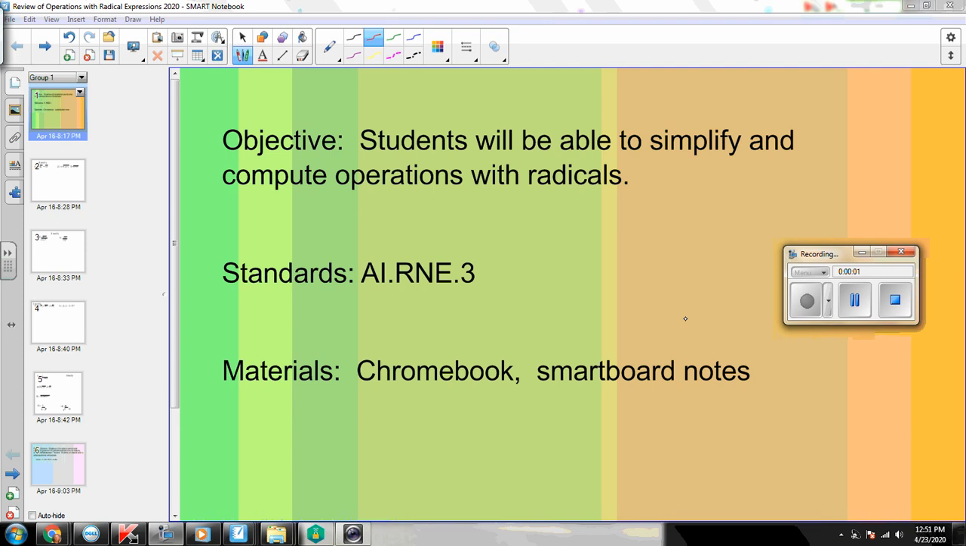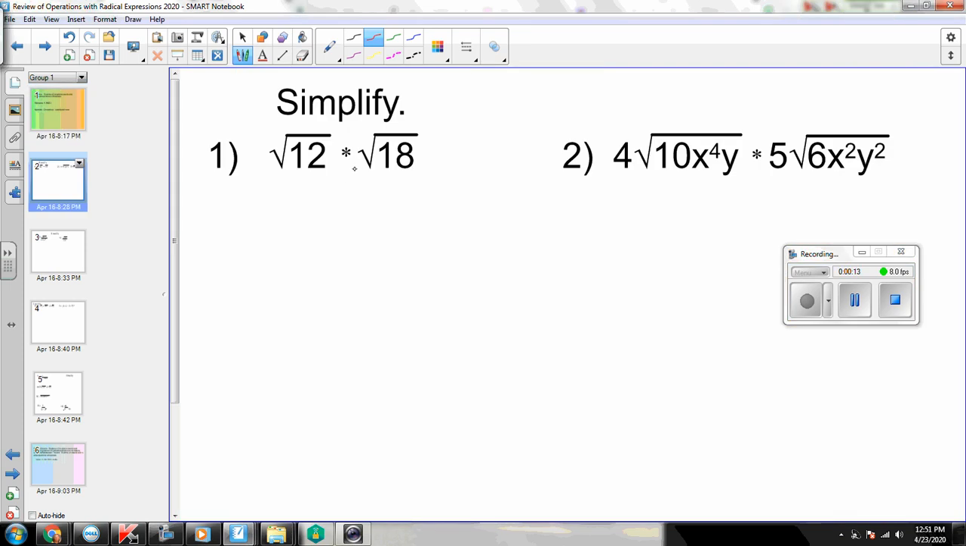Today our objective is to be able to simplify and compute operations with radicals. This is a review lesson of what we've done the past few days over simplifying radical expressions. If you look at number 1, we have radical 12 times radical 18. There are two ways to do this problem.